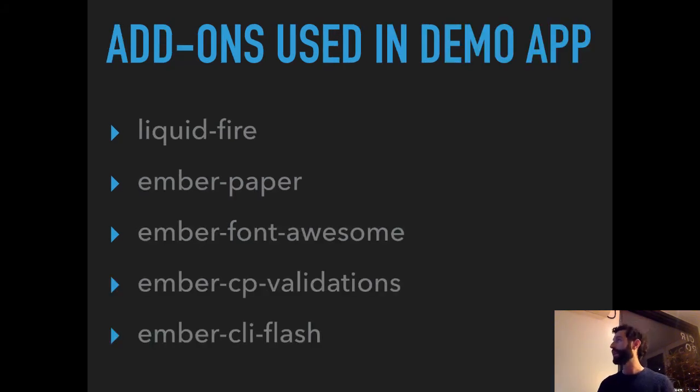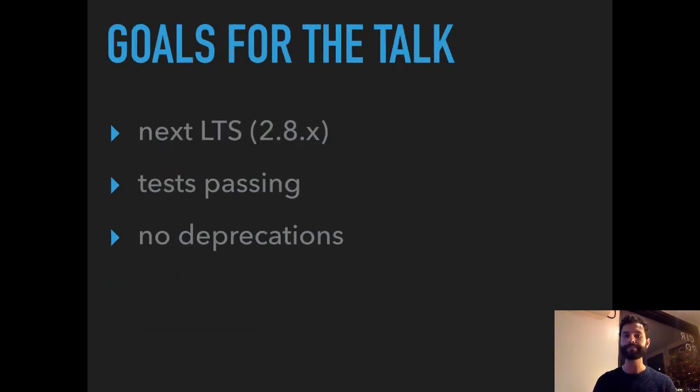So again, Liquid Fire. Ember Paper uses the Materialize Google styles. Ember Font Awesome is what showed that little check mark in the box when it was valid. Ember CP Validations is what was saying, hey, that's not a real email address, or the password doesn't meet the requirements. And Ember CLI Flash popped up the little flash message at the top.